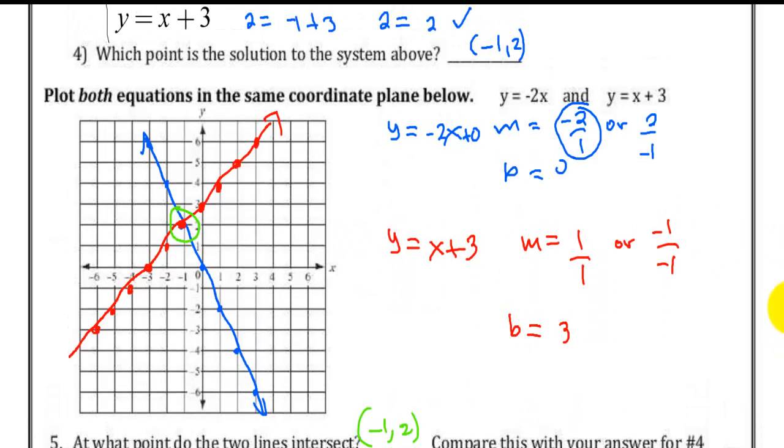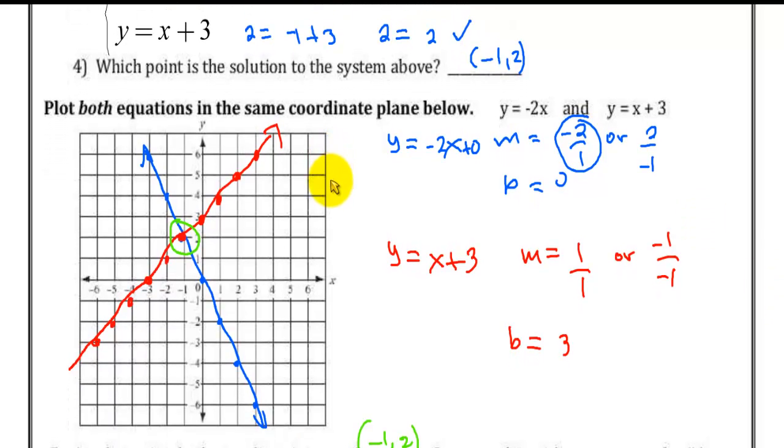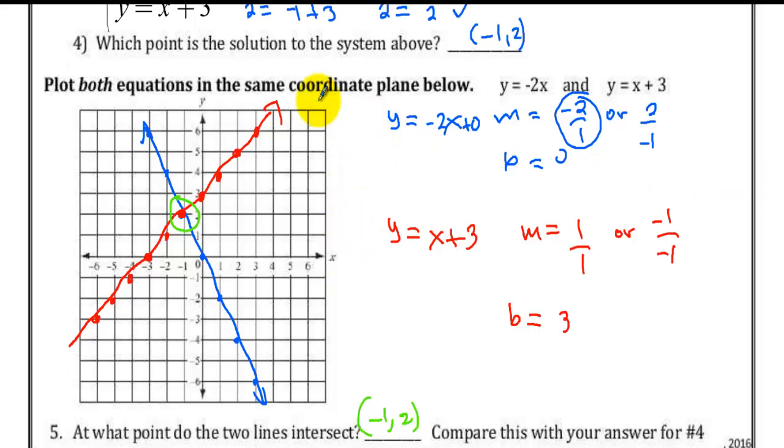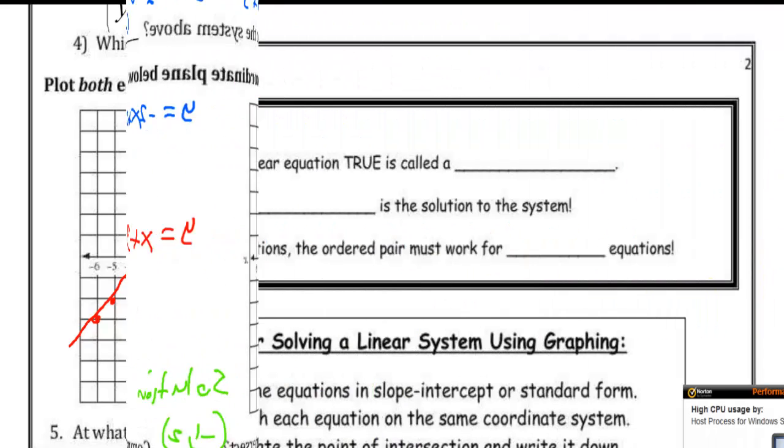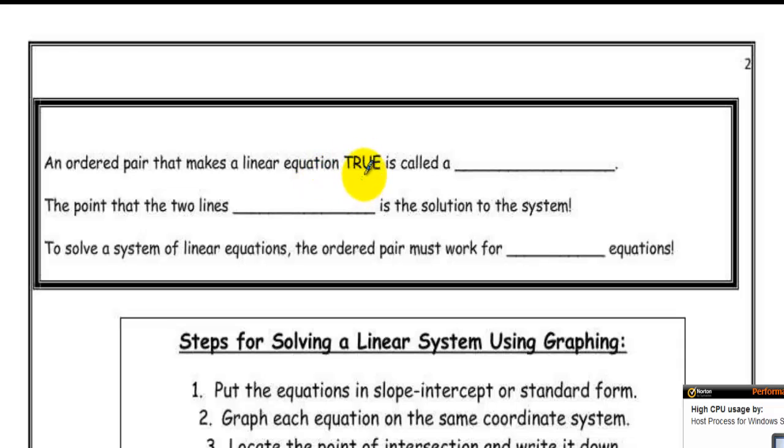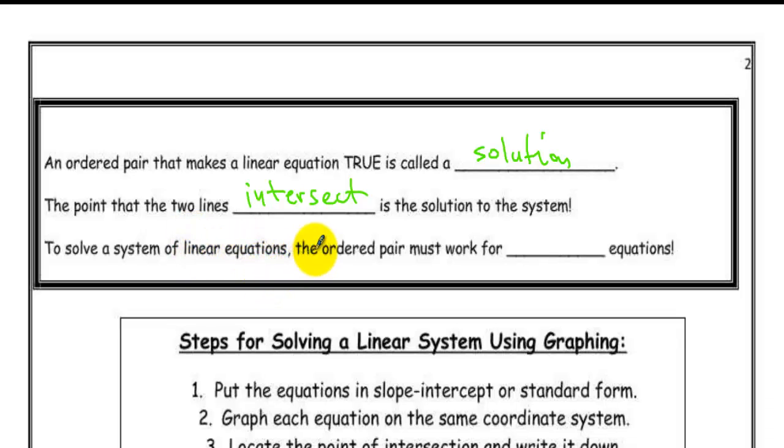So using the graphing method, the solution is actually the intersection of the two linear equations. So for this system of equations, the solution is (-1, 2). An ordered pair that makes a linear equation true is called a solution. The point where the two lines intersect is the solution to the system. To solve a system of linear equations, the ordered pair must work for both equations.